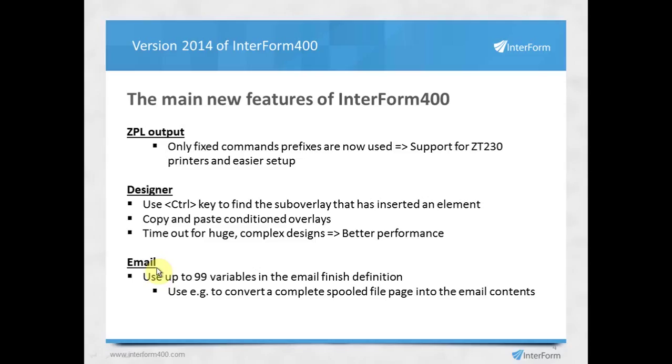For emailing, with the email finishing definition, we now have support for 99 variables instead of the previous 9. So with 99 variables, you can, for instance, copy a normal spool file page and convert that into variables that you can include in the email contents.